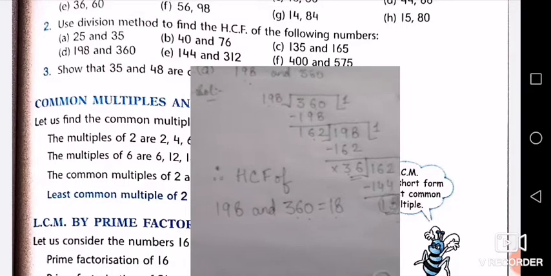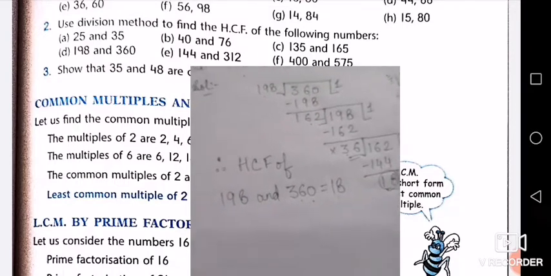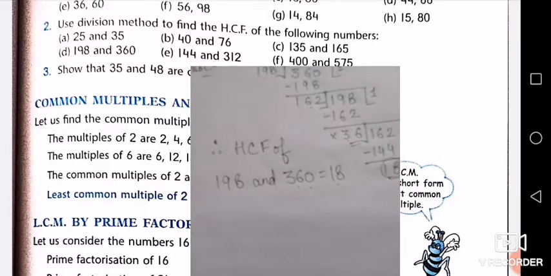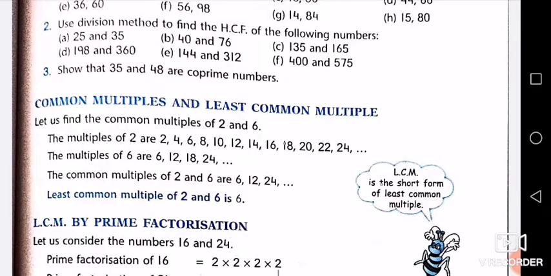By using all these steps, you can find the HCF of given two numbers, and this method is called the successive division method. I hope the steps of this successive division method are clear to you all. Now we have completed question number 2, A, B, C and D parts. E and F you will do yourself.